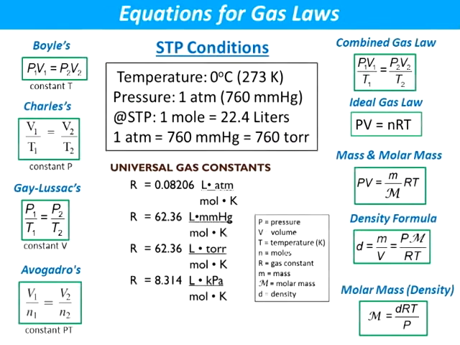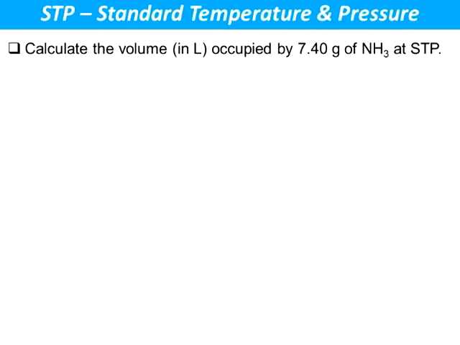Occasionally, calculations for gas laws will be carried out at what's called STP, Standard Temperature and Pressure. Standard temperature is 273 K or 0 C. Pressure is 1 atmosphere or 760 millimeters of mercury. Here's our problem. Calculate the volume in liters occupied by 7.40 grams of ammonia at STP.